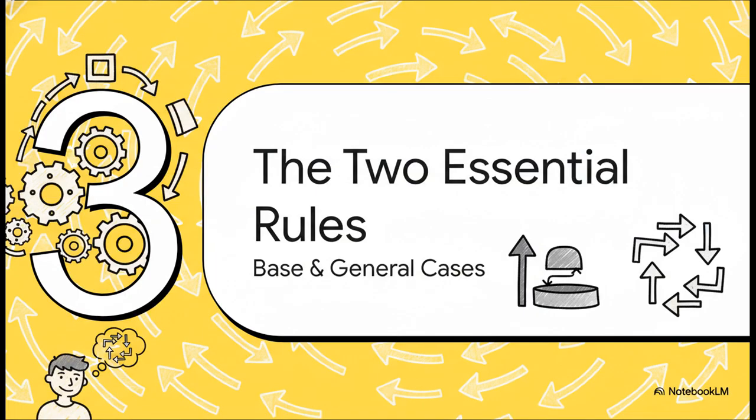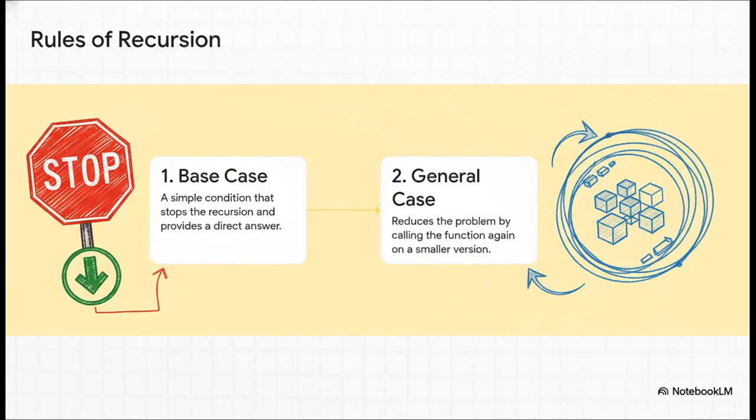Okay, but here's the catch. For recursion to actually work, especially when we're talking about code, it can't just go on forever. It needs to follow two really simple but absolutely non-negotiable rules. So every recursive algorithm is split in two. You've got the general case, that's the part that does the recursion, the part that calls itself to solve a slightly smaller piece of the puzzle.